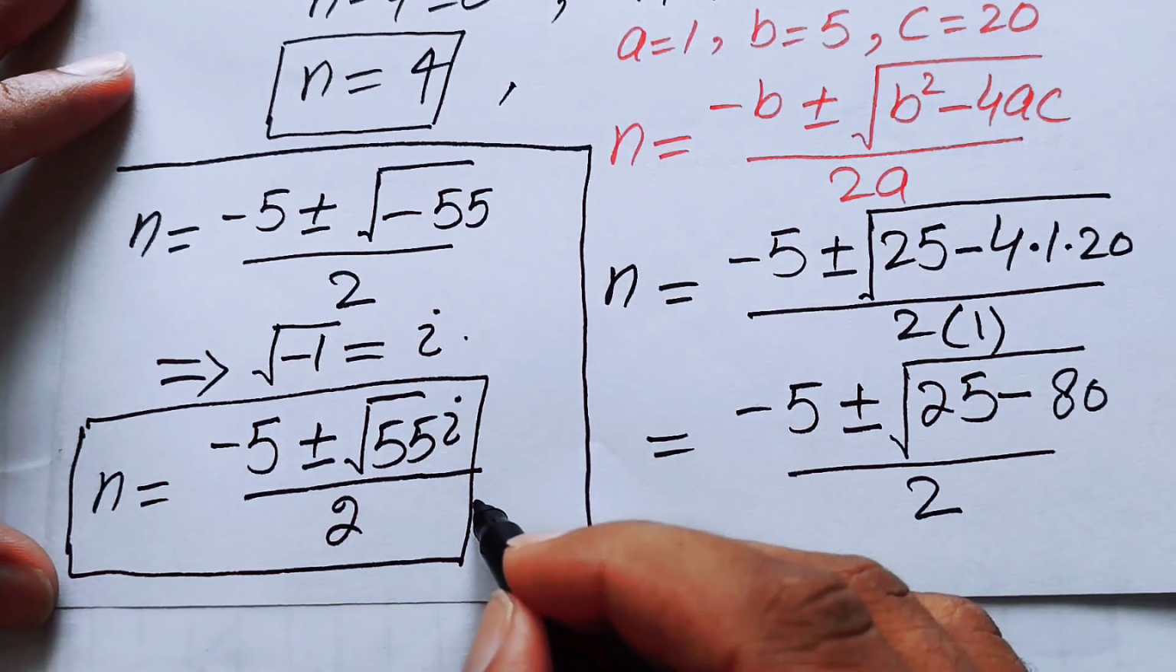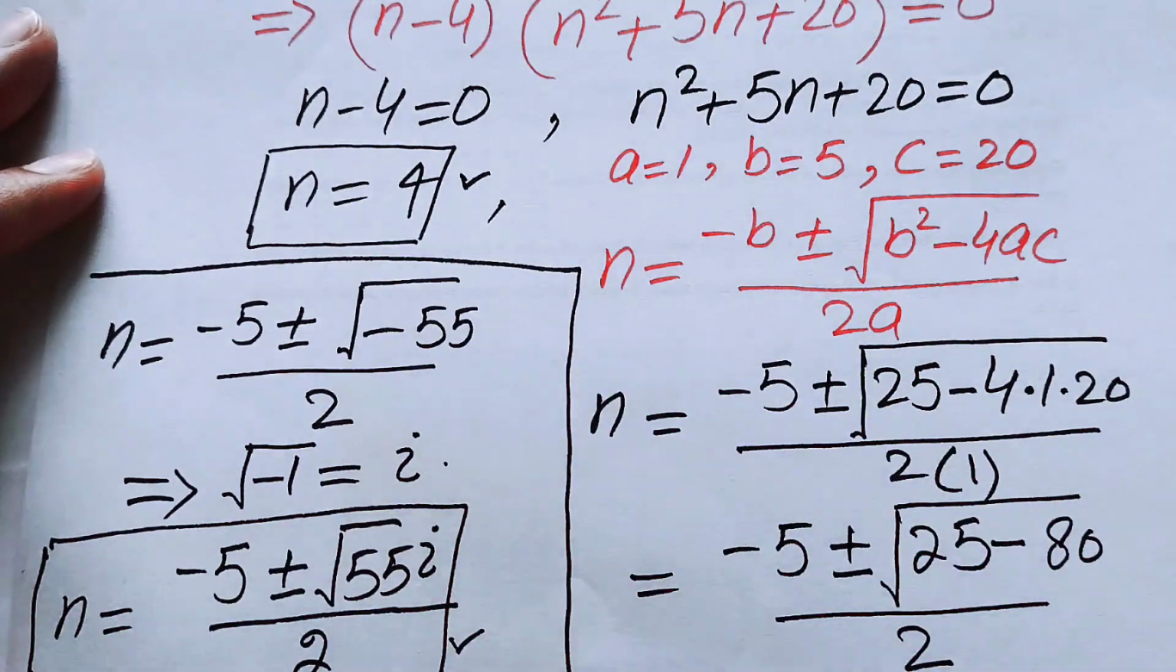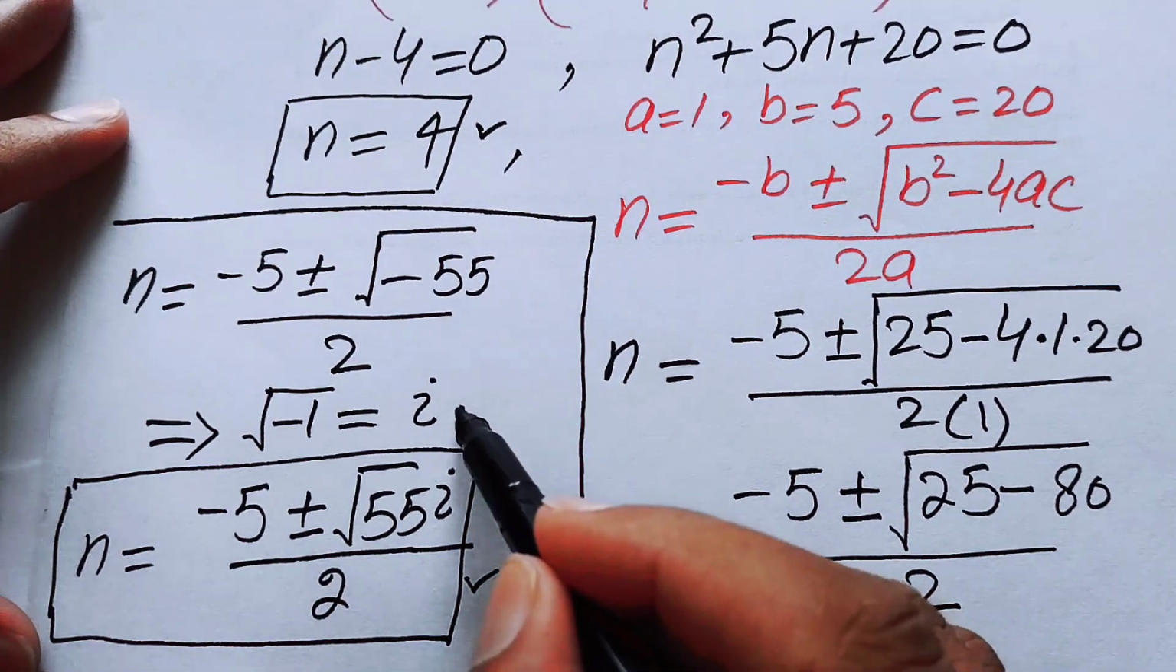The two roots are complex, which is in this form, and one root is real, which is n is equal to 4. And this is our final answer of this question.